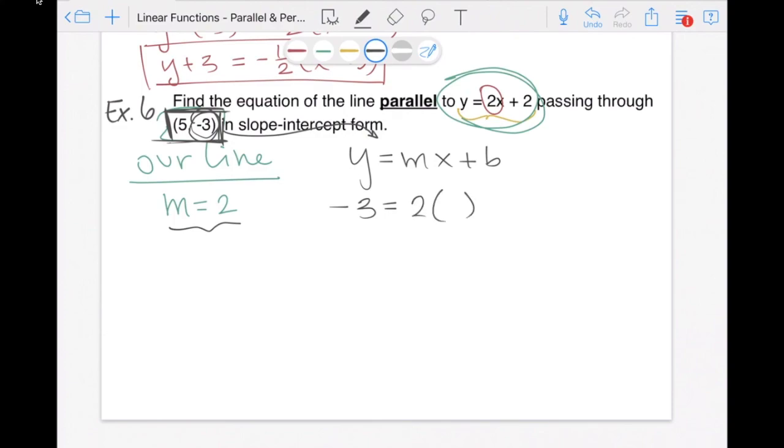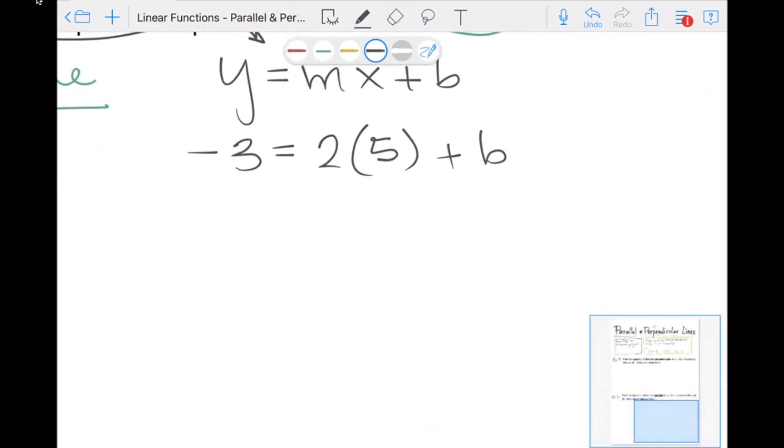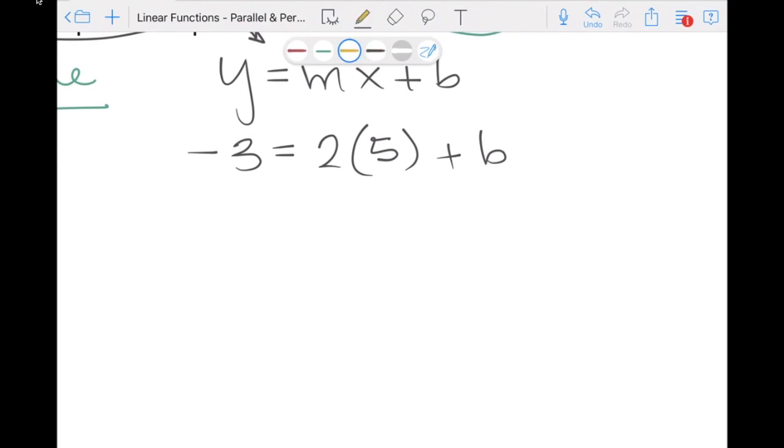In place of x, again temporarily, we're going to replace it with a 5. The reason we do this is because we've identified all of the values of the variables except for b, so this will allow us to solve for our b value. So let's go ahead and simplify.